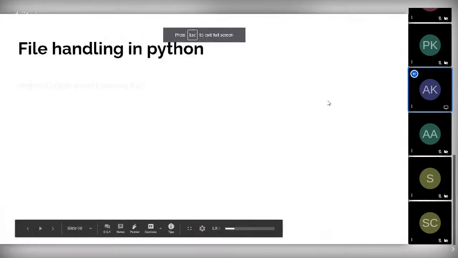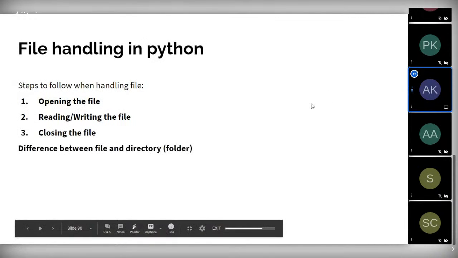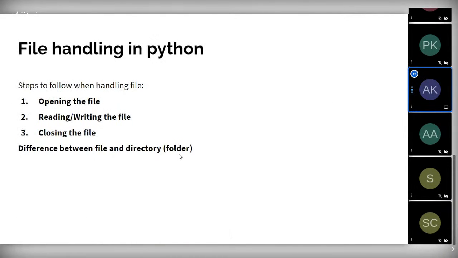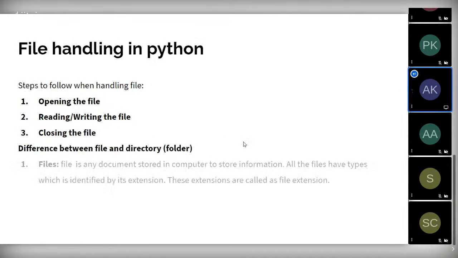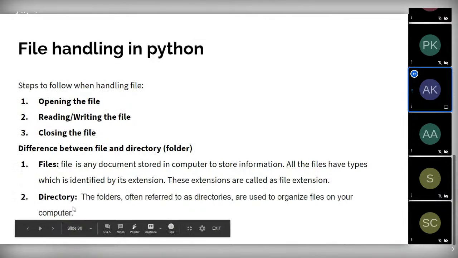Before going to this, I want to explain one more thing that is called a folder or directory. I think all of you have heard of file, but the word directory, I think not all of you have heard already. So directory is folder. It is also called a folder, which stores the file. A file is any document stored in a computer to store information.